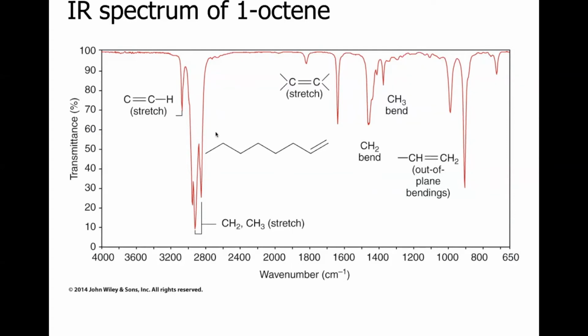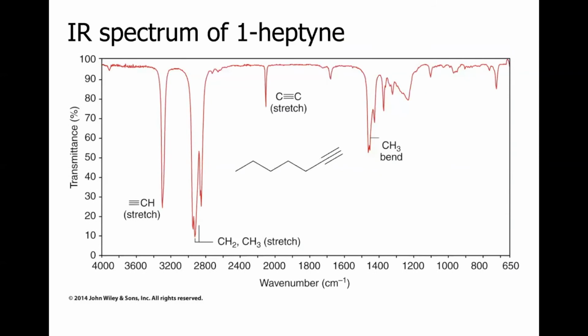This is called saturated, and this is called unsaturated. So this is all single bonds, and then up here we have at least one double bond. And if we go to the alkyne, which is a triple bond, and we have it at the end of our molecule so that there is an H on it, we see this very strong and very unique stretch up around 3,300. And so that's indicative of a triple bond, alkyne.